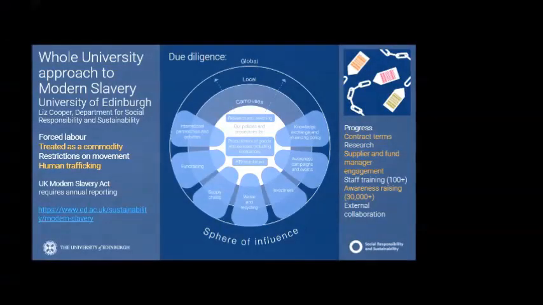Today, very briefly talking about the University of Edinburgh's whole university approach to modern slavery. You've probably seen media reports in recent years, especially about the issue of modern slavery, that it's happening locally here in the UK and also globally. There's been a lot more attention on this issue. Slavery encompasses things like forced labour, people being treated as commodities, restrictions on movement, and human trafficking, among many other things.